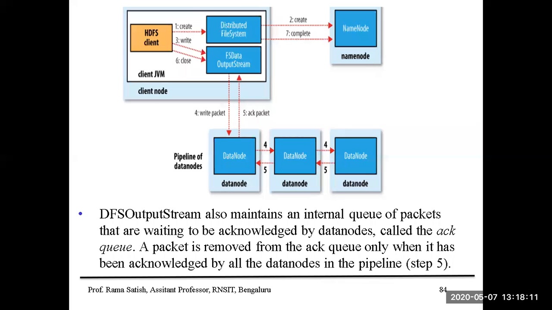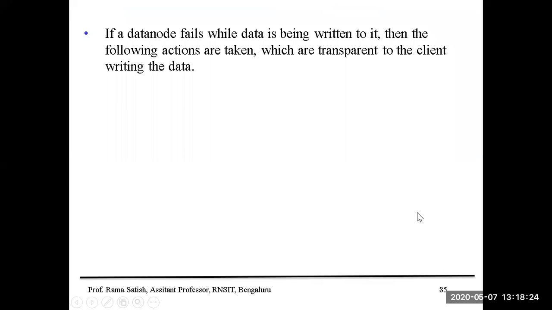For the next block, a new set of data nodes is created. For the next block, again a new set. Again it is a new set. So it is just like that, and this is how exactly things happen.